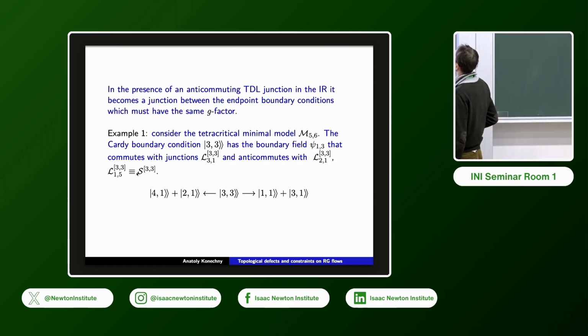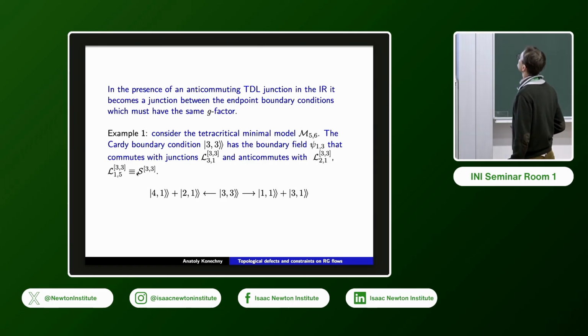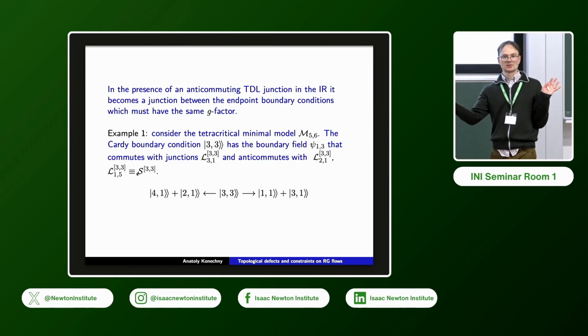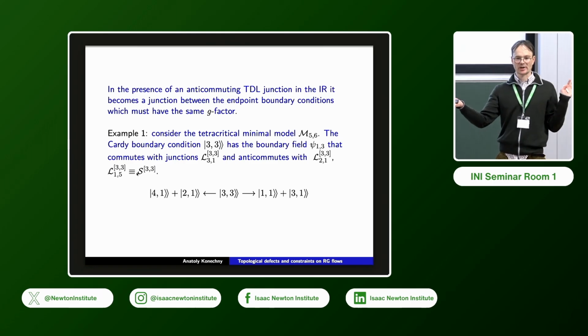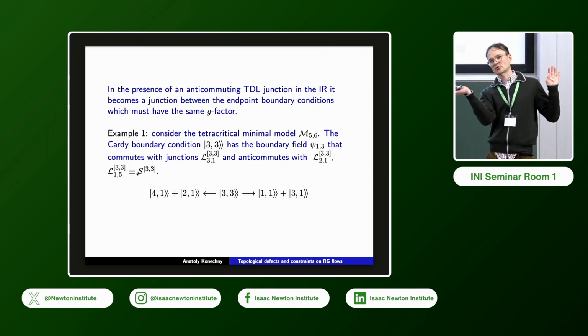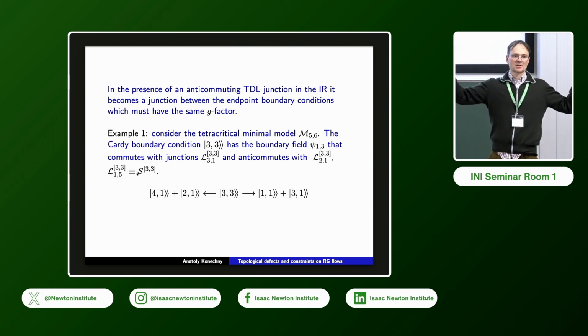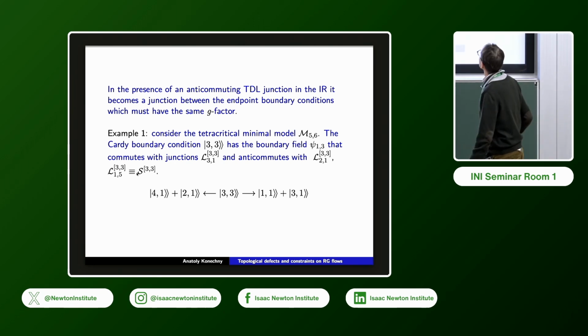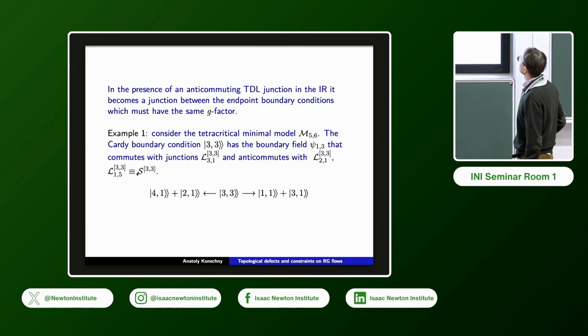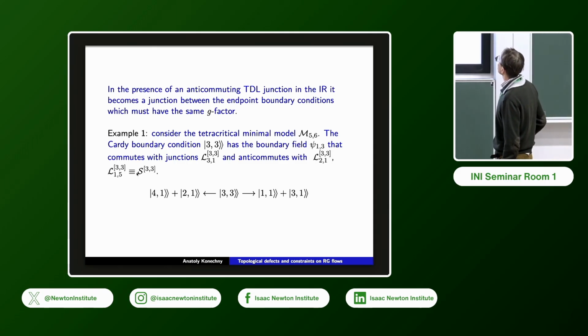So what happens? Another very simple consequence is that in the presence of anti-commuting TDLs, TDL junction, you can show that the G factors must be the same for the two endpoints. So now you have a boundary coupling with positive sign, boundary coupling with negative sign, so you end up with two different fixed points. They must have the same G factor, and I think it's fun to work with different concrete examples.